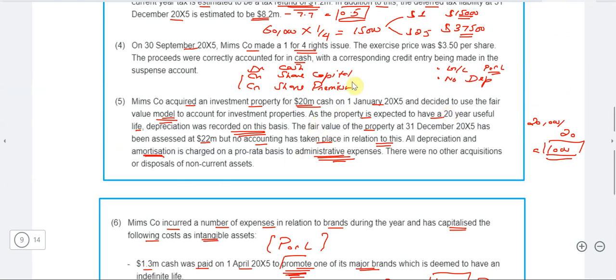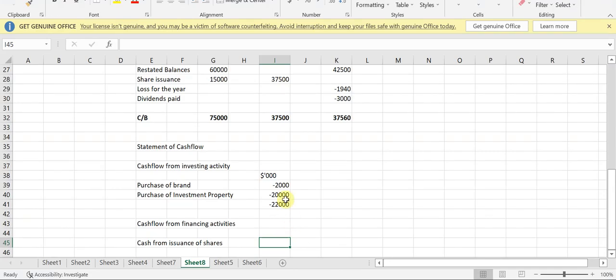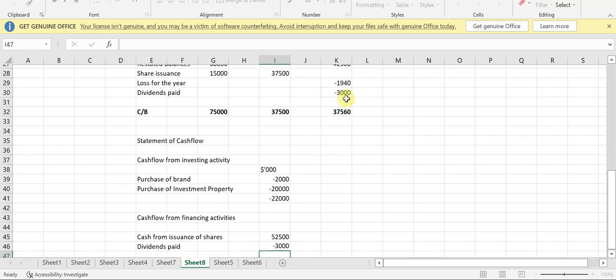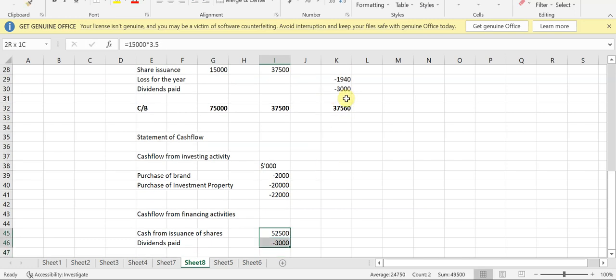So 15,000 into 3.50. So we can show that over there. Yes. So 15,000 was the number of shares, multiply by 3.50. It gives you 52,500. And then we have the dividends paid, which we have already calculated. So press minus equal to sign and over here. So it is being linked. Then we will have this cash flow from the financing activities.